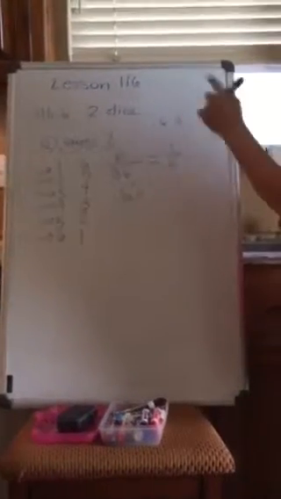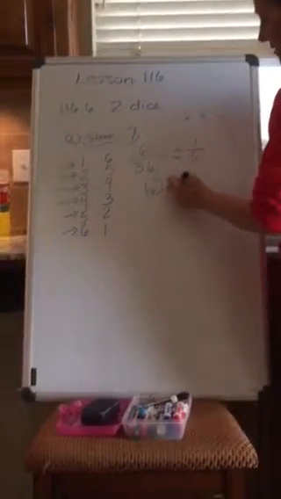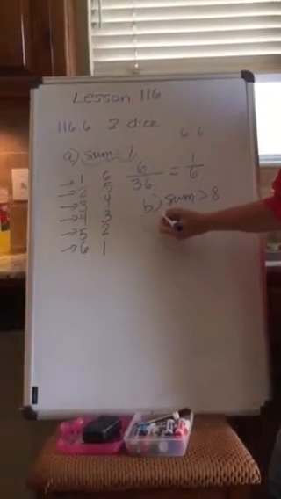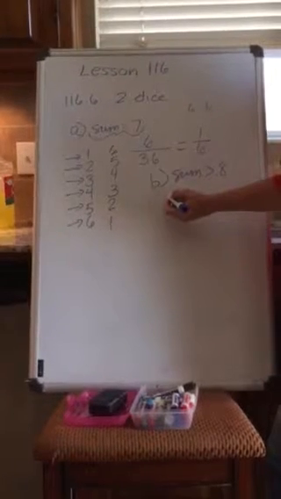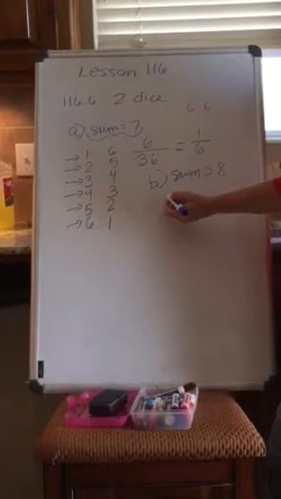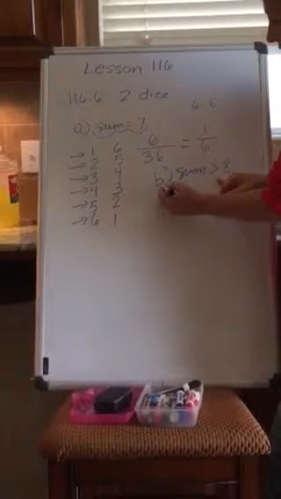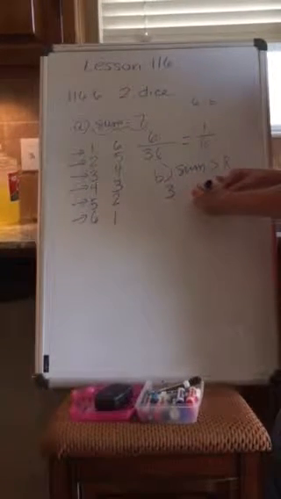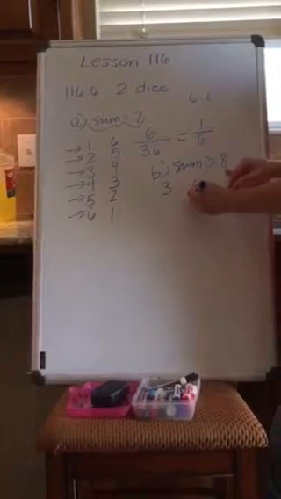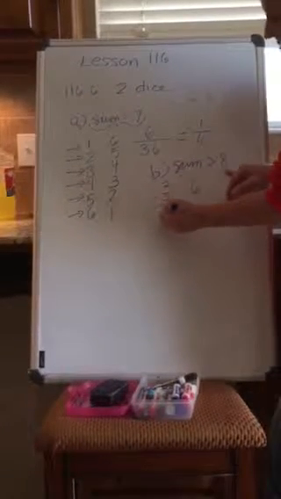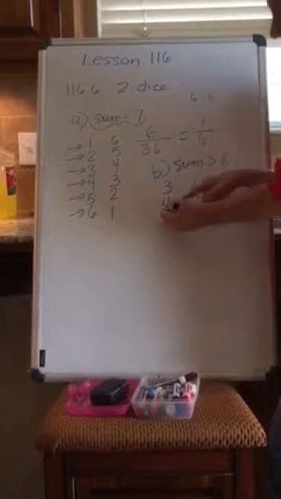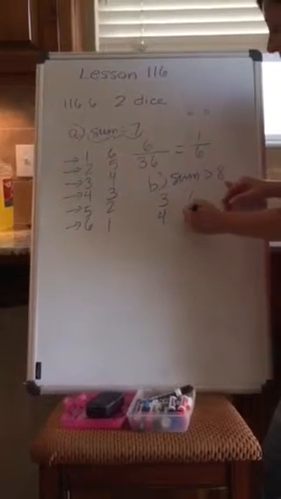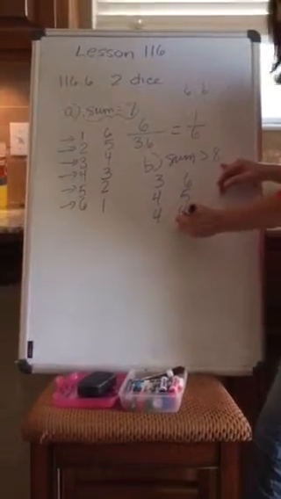B says, what is the probability of getting a sum greater than 8? So the sum has to be greater than 8. Can I roll 1 and anything to get greater than 8? No. 2? No, because the highest other die would be a 6, and that equals 8. That's not greater than 8. 3. Okay, let's start with 6 and go down. 3 and 6 would definitely be greater than 8. 3 and 5 equals 8, so there's no more with 3. See, I'm just moving up on my dice. Does that make sense? So 4 plus 3, no. 4 plus 5 is 9, yes. And 4 and 6 is 10, okay?